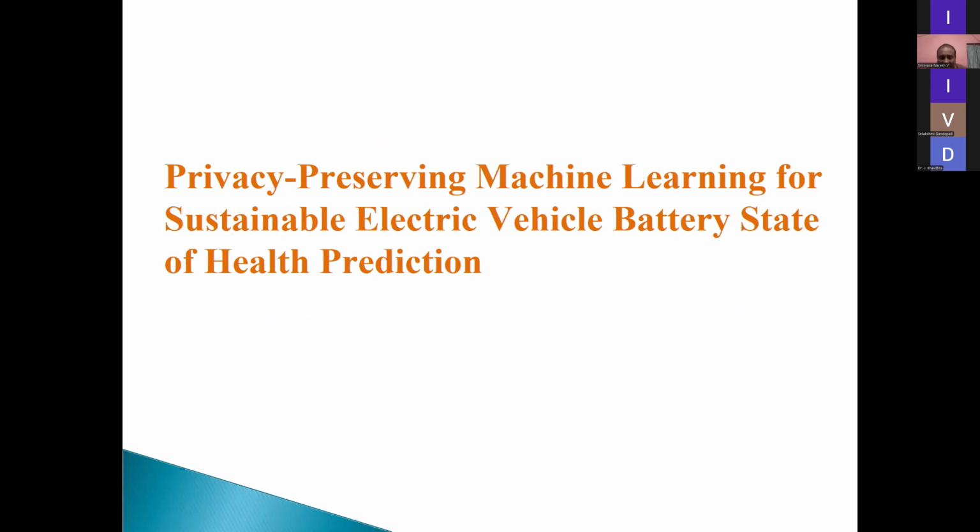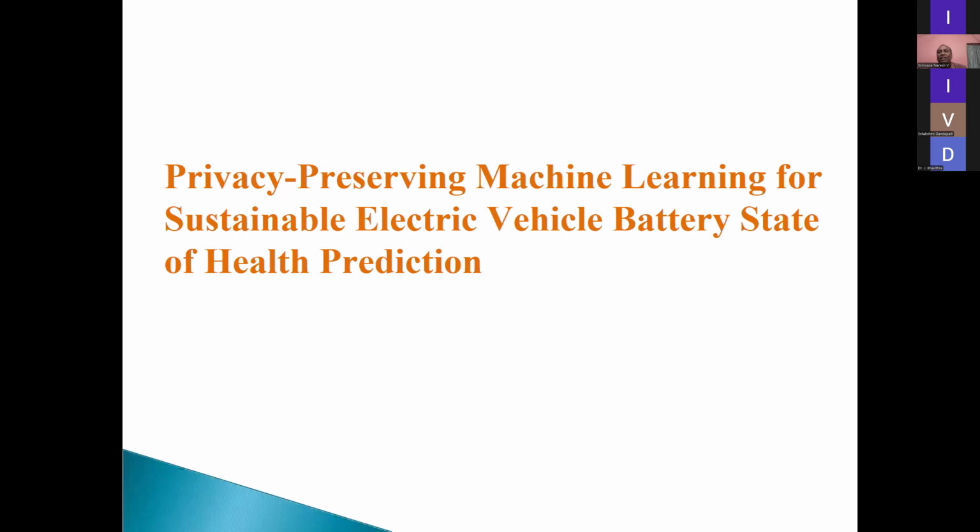So while selecting a broad area, we have to select an area that is highly needed and should impact society. Let us take privacy-preserving machine learning for sustainable electrical vehicle state of health prediction, because nowadays electrical vehicles are highly trending, and the electrical vehicle performance is based on battery health. If battery health is not good, it won't work well. So the discussion now is on privacy-preserving machine learning for sustainable electrical vehicle battery state of health prediction.